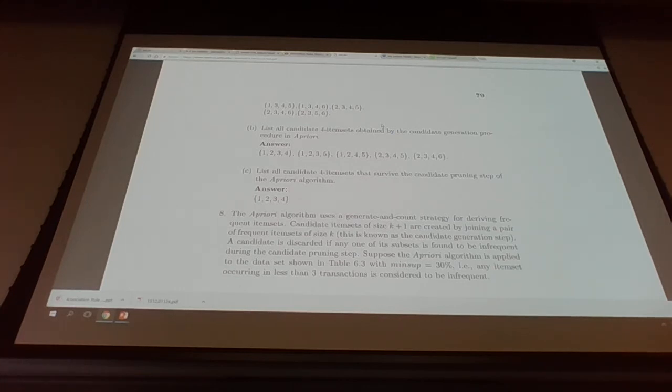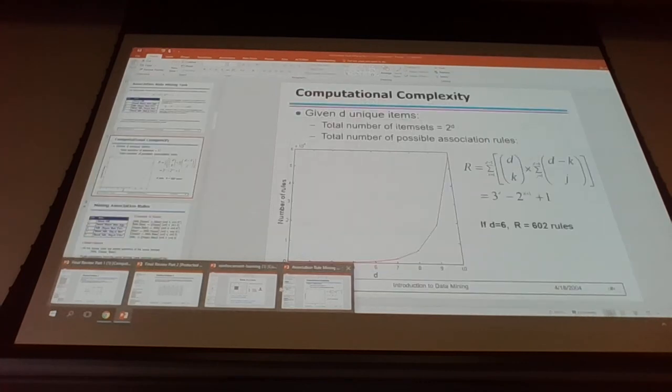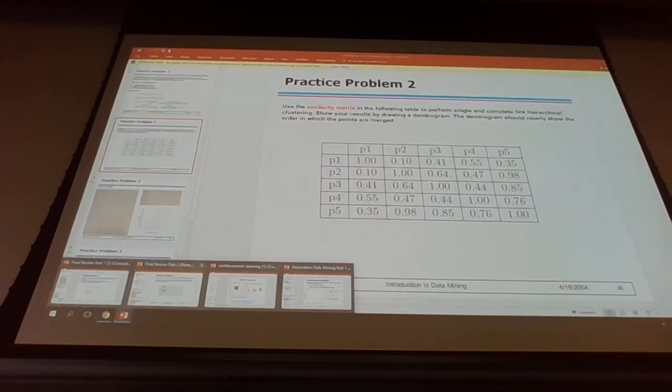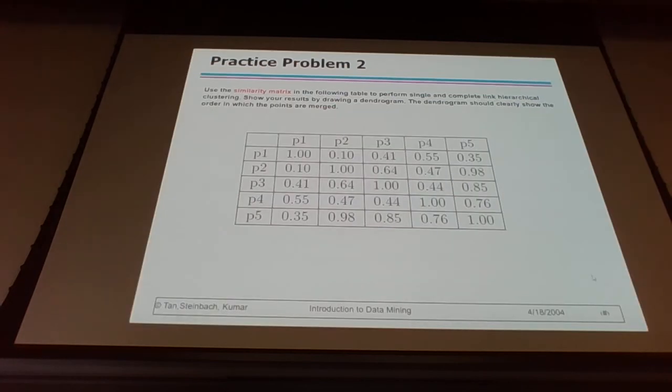The other type of question is from clustering. Today we will do a very brief discussion of the final exam review, and then once you have gone through all this, you can come up with more questions and we will discuss them. So this is one example of clustering. They are saying, use the similarity matrix in the following table to perform single and complete link hierarchical clustering. Do you remember single and complete link hierarchical clustering? Mean distance and max distance, using which you have to cluster.